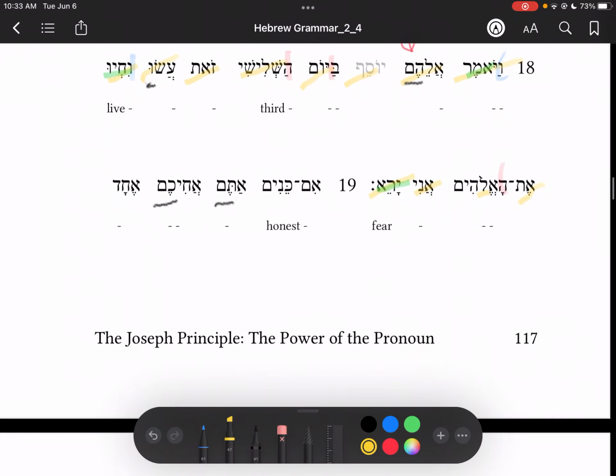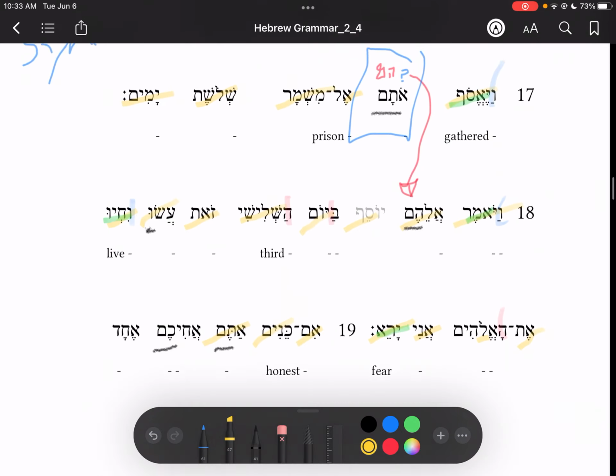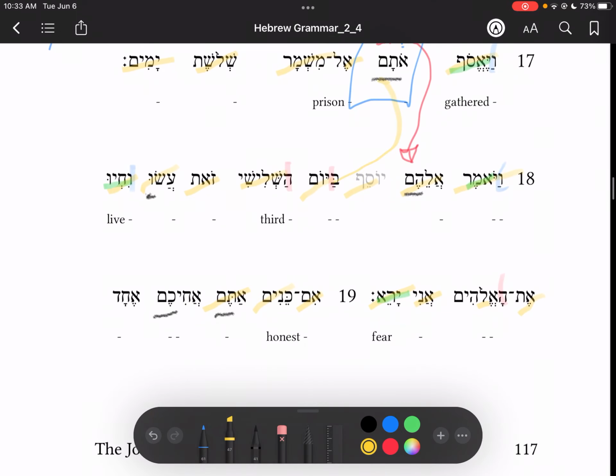Okay, verse 19. Im kenim atem. Okay, again, this is the same thing that happened up there, is now happening down here. It's an et and it's a hem. The hey ran away at atem.